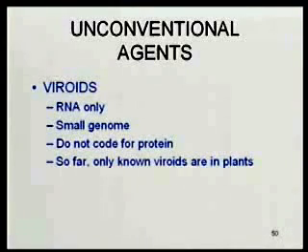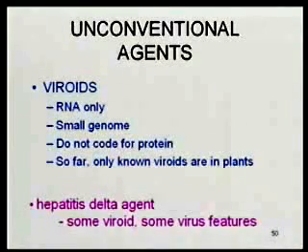Viroids contain only nucleic acid, it's RNA, and they have a very small genome, and they don't code for a protein at all, so they don't have a capsid structure, and so far they're only known in plants. So why am I bothering to talk about something that's nucleic acid only, that only occurs in plants? The reason they appear here is because we have an infectious agent called hepatitis delta virus or hepatitis D virus or hepatitis delta agent because it's not a true virus. And so I called it agent here.